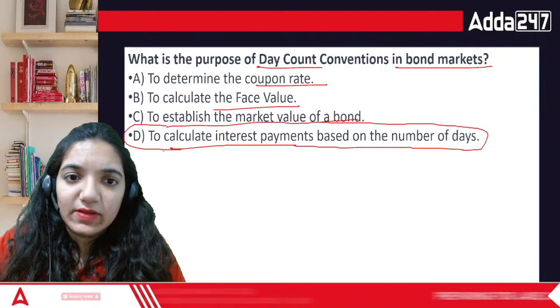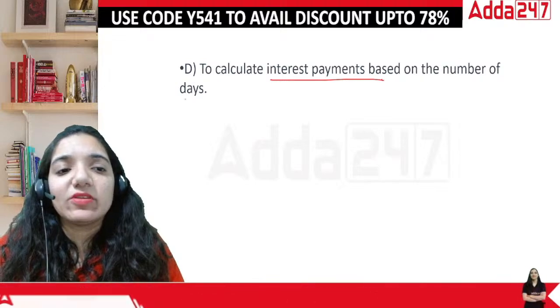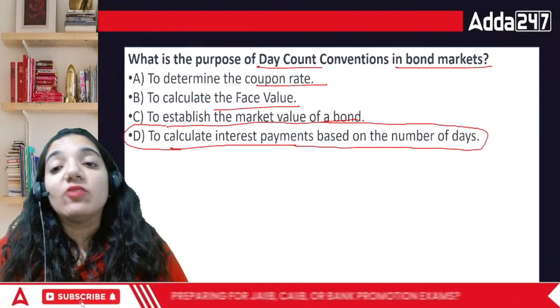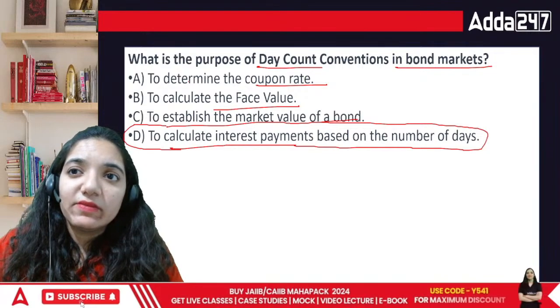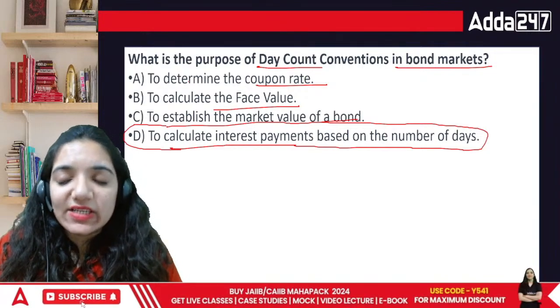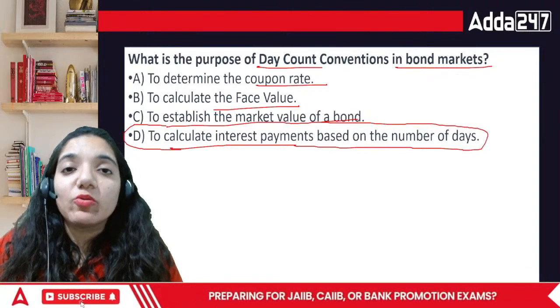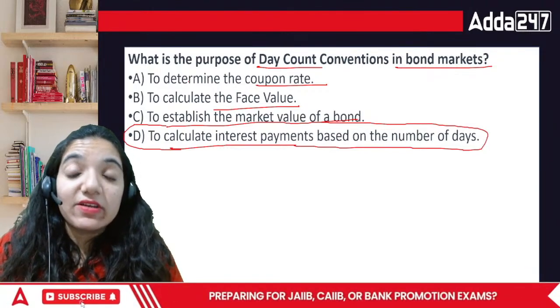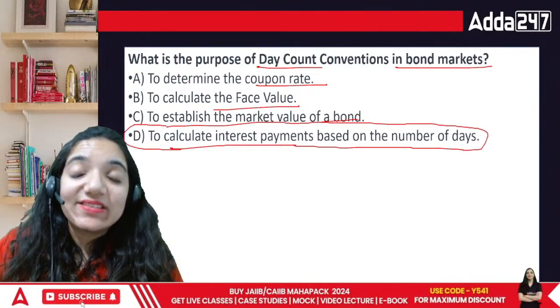Okay. The next question is to calculate interest payments based upon the number of days. When we talk about the day count convention in the bond market, technically, if we talk about the payments, the interest in some cases, if it is redeemed before time, then you will be given a proportionate interest rate. So when you're given an interest rate according to the number of days, that is day count. You consider each and every day.